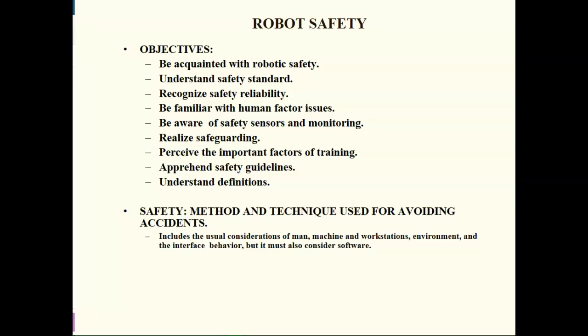So safety method is a method and technique used for avoiding accidents, and this includes the usual considerations of man, machine, workstations, environment, and interface behavior, but also the software. In other words, everything has to be considered. You can't leave out any factors when you're trying to make something safe, so that whenever you install it, somebody doesn't get hurt the next day because something got overlooked.